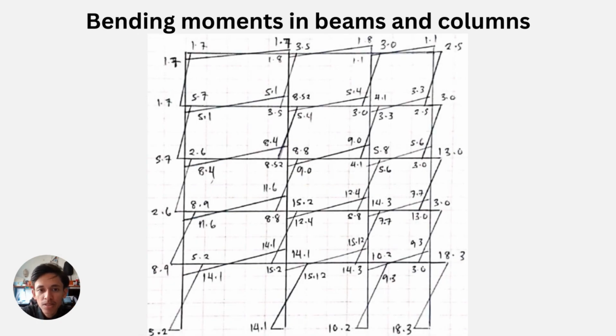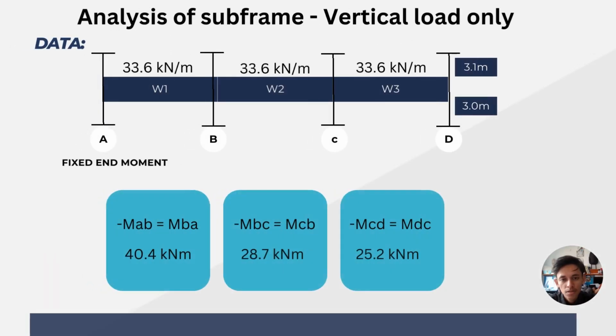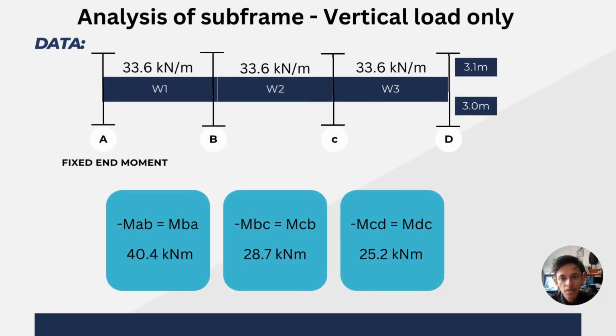Then we can sketch the bending moment in beams and columns based on the calculation for the shear in beams and columns before. This is for analysis of subframe for vertical load, and firstly we get the design load for the frame from the previous calculation, and then we can calculate the fixed end moments MAB and MBA, which is 40.4 kNm. For MBC and MCB, we get 28.7 kNm, and for MCD and MDC, we get 25.2 kNm.